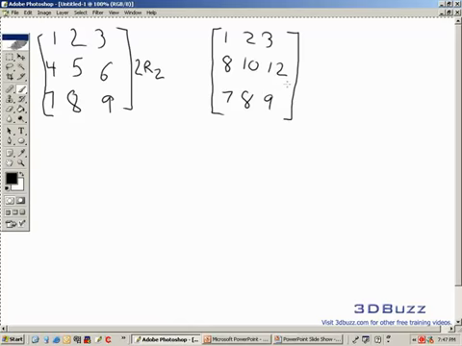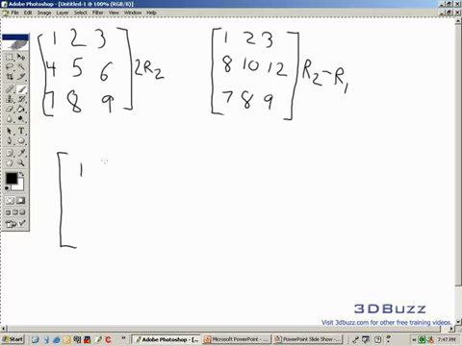Actually, not right off the top of my head. Wait a minute, hang on. It's coming to me. Yeah, it's 1 and 3, isn't it? Row 2 minus row 1. Oh, okay. That'll give you row 3. So if you do that, you're going to get 1, 2, 3.